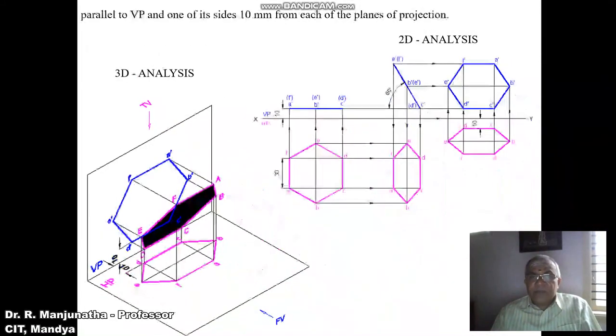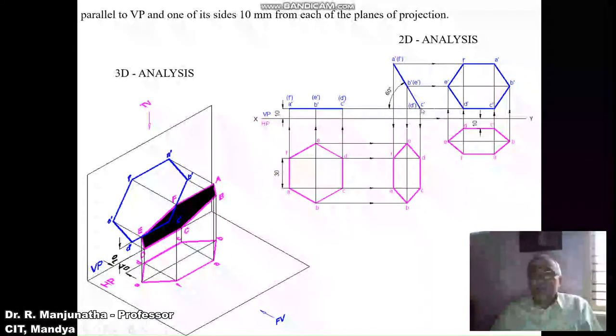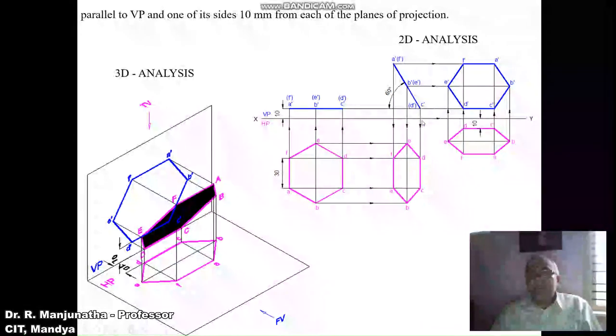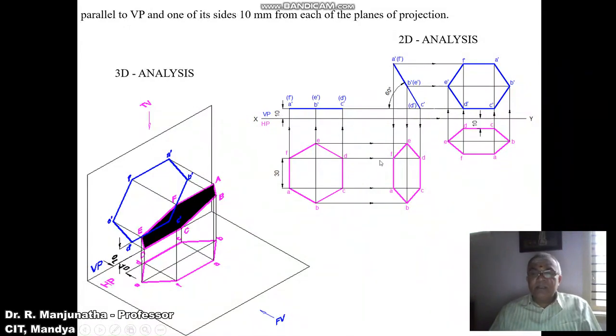And one of the sides is parallel to VP, and one of its sides is 10 mm from each of the planes of projection. We can see here that C dash, D dash is above HP by 10 mm. In this case it is parallel to HP and perpendicular to VP here. But the same side has to be parallel to both HP and VP, and it is 10 mm from each of the planes of projection. Here we have considered 10 mm above HP, but we have taken CD perpendicular to VP. You have to rotate and keep it such that CD is also in front of VP by 10 mm.